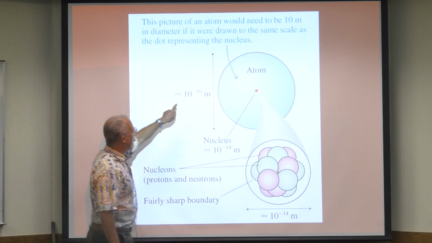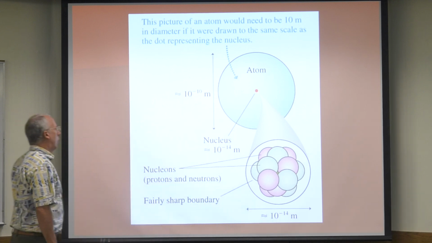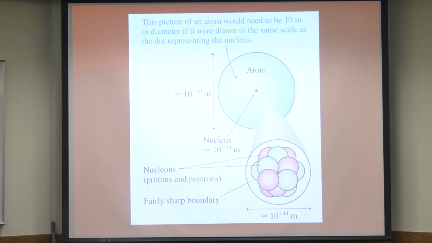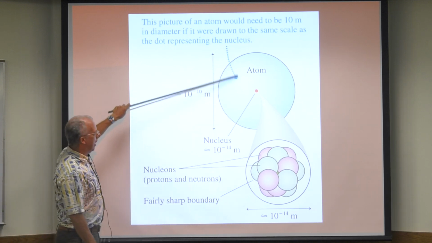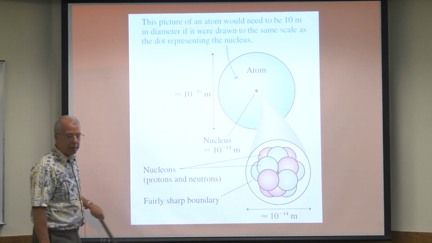So look, the atom is 10 to the minus 10. The nucleus is 10 to the minus 14. What's the difference between 10 to the minus 10 and 10 to the minus 14? 10 to the 4th. What's 10 to the 4th? 10,000. Now, let's keep reading. So that means this atom diameter is 10,000 times bigger than this nucleus.